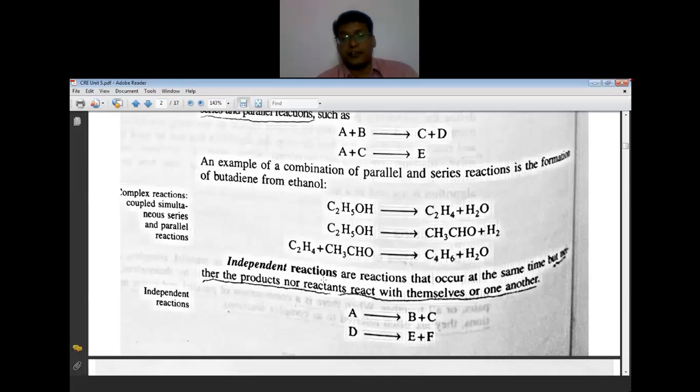Then the independent reactions. These are reactions that occur at the same time, but the products and reactants do not react with themselves or with one another. They're independent reactions. Even though you are taking the reactant with maximum purity, there can be certain impurities in certain proportion, 0.01001, whatever it may be.